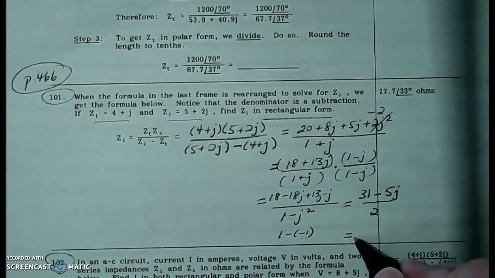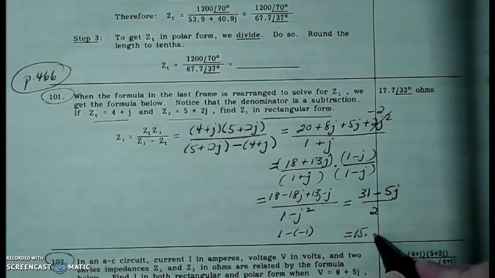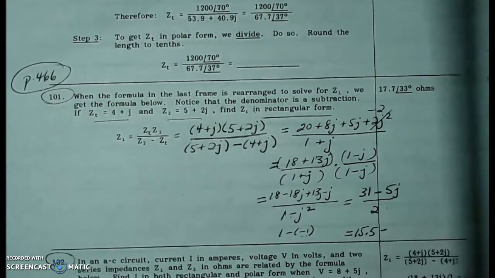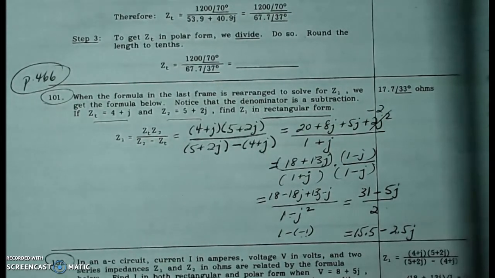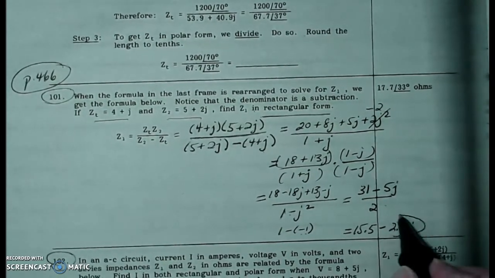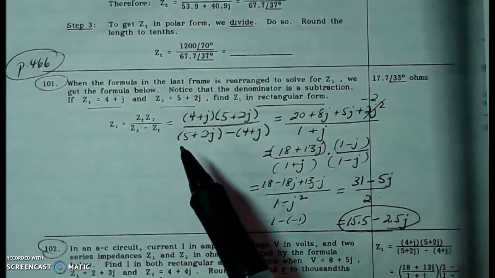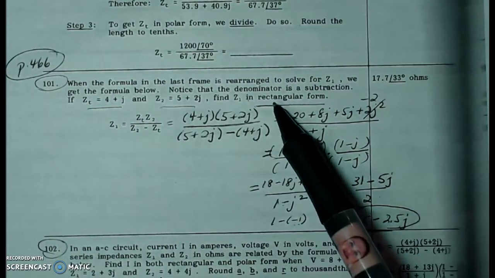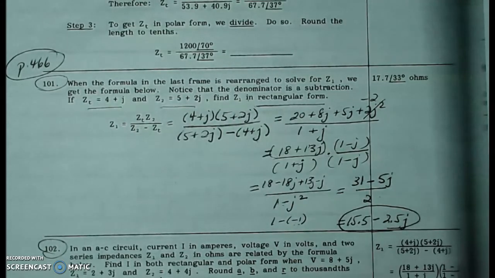When you simplify this using your calculator to do your division, you get 15.5 minus 2.5j, and the units for the problem looks like it's ohms. As you can see, this is a more involved word problem, and it requires you knowing how to do all of these operations and simplify in rectangular form.